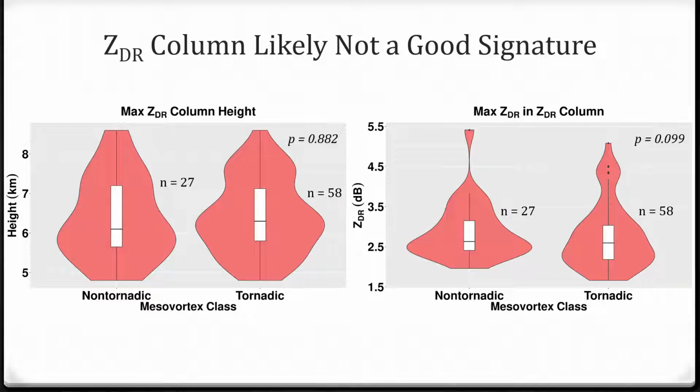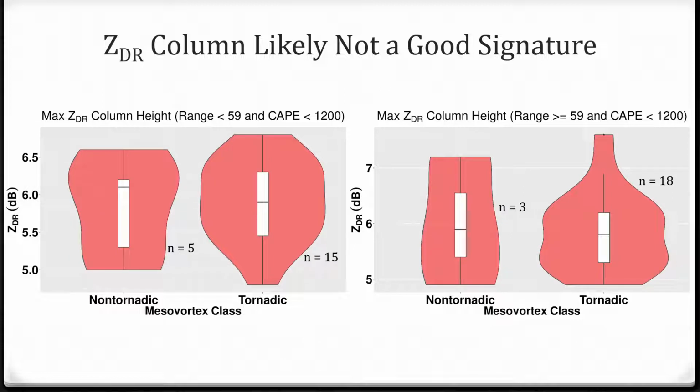And also there are lots of ZDR columns and updrafts along a QLCS, so this may not be the best precursor signature. Even when we break out the ZDR columns based on range and instability, because we would expect to potentially see some influence, whether it's range from radar or especially from the environmental characteristics like instability or time of year, even when we separate them out like that, we don't see much differences between the tornadic and non-tornadic mesovortices.